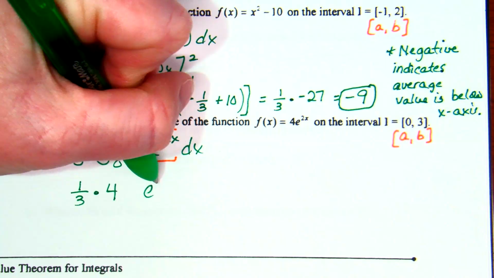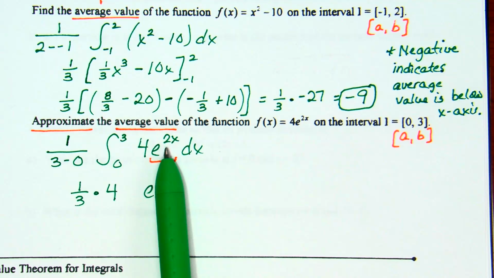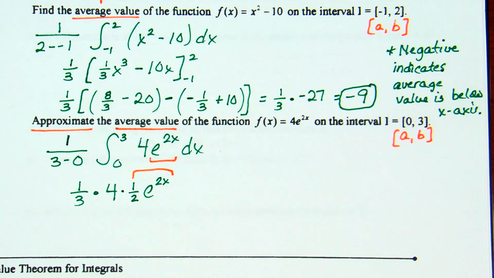So when we do derivatives or integrals of e to some power, it's what? E to some power. So it's still going to be e to the 2x. But if we were doing the derivative, we'd have to multiply by 2, because of the derivative of 2x. So to compensate for that, we're going to say 1/2 e to the 2x.